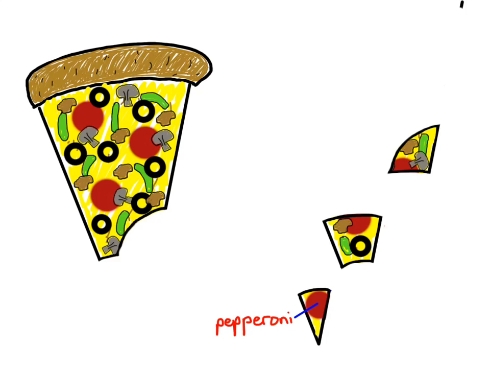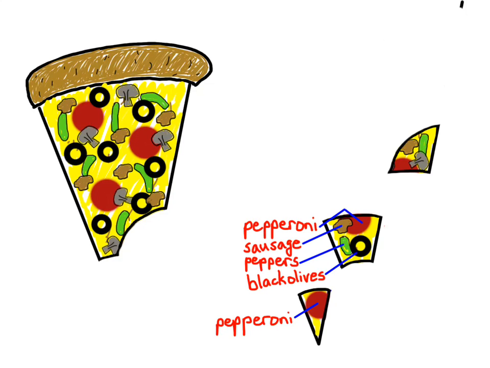But that's it. That's our only topping in our first bite of the pizza. Now our second bite of the pizza has pepperoni, sausage, peppers, and black olives. So there is our second sample. Our second bite has 4 different toppings in it, and that's different from our first sample, which only had the one topping in it, the pepperoni.